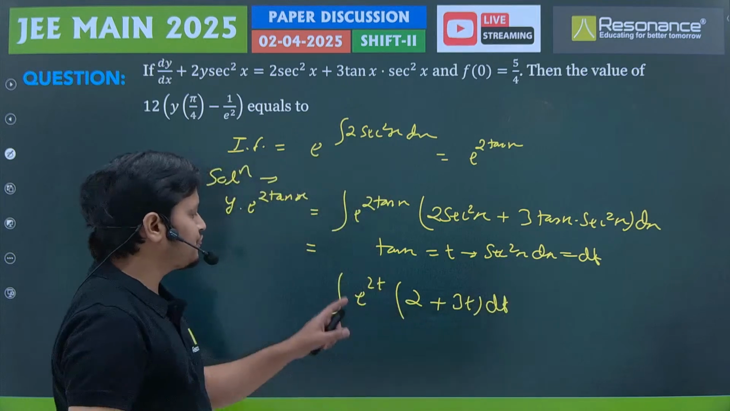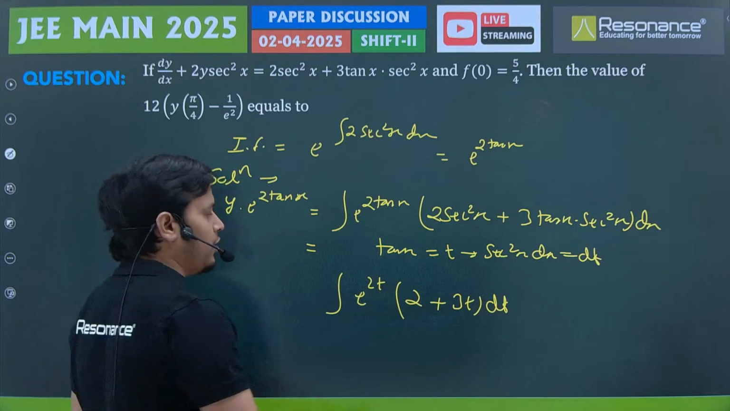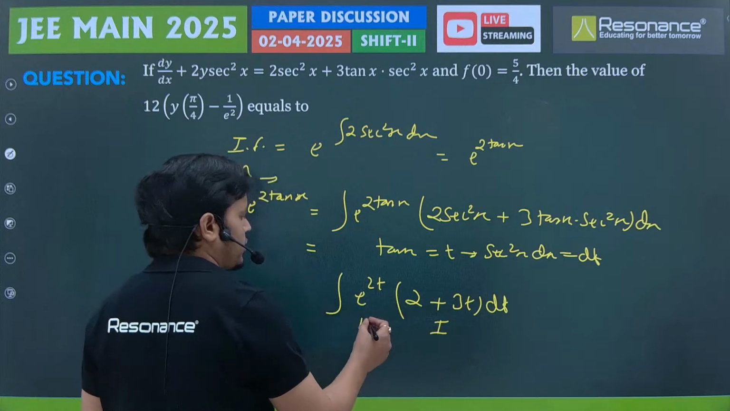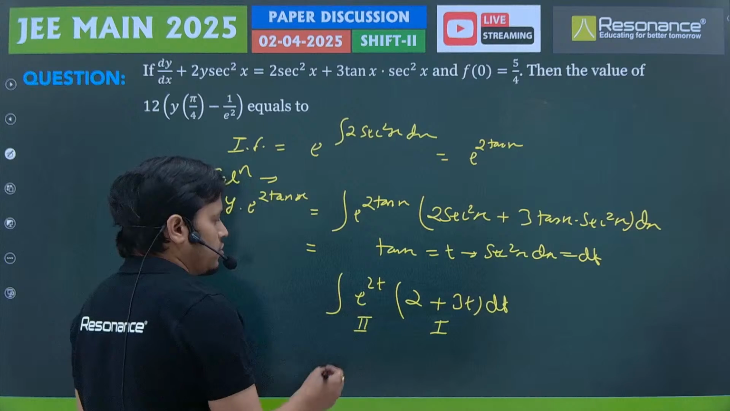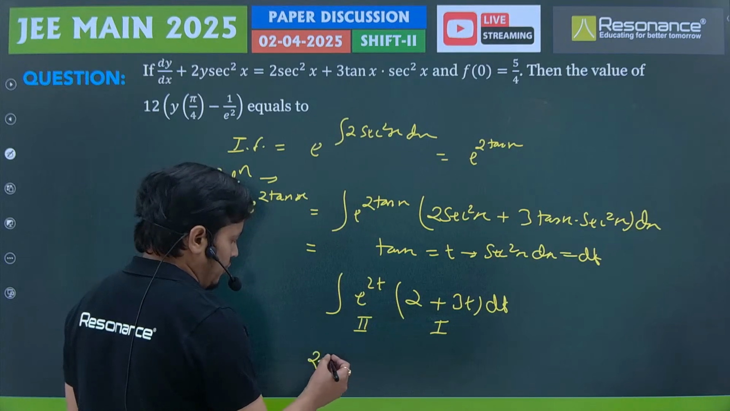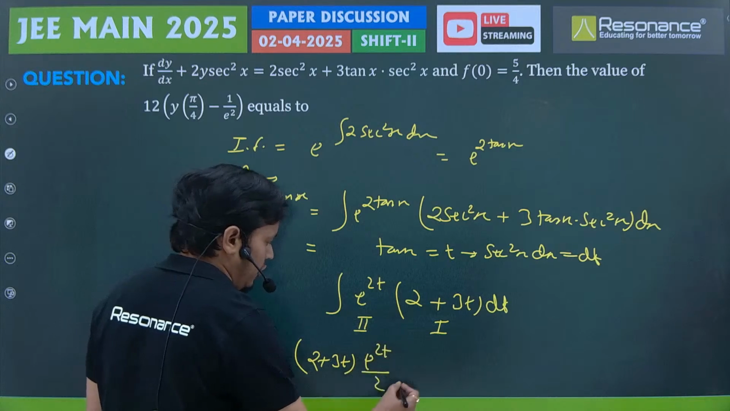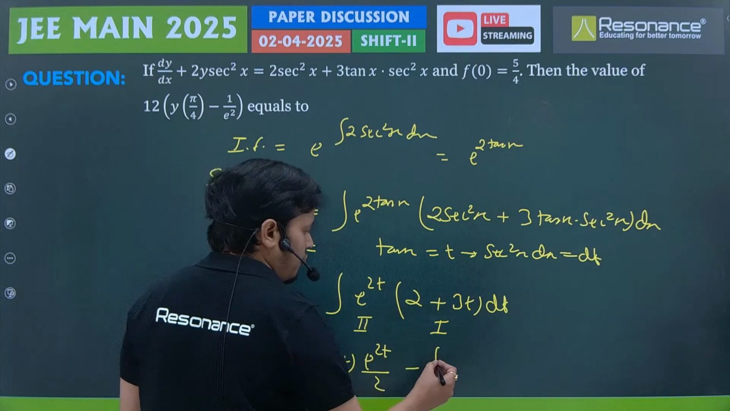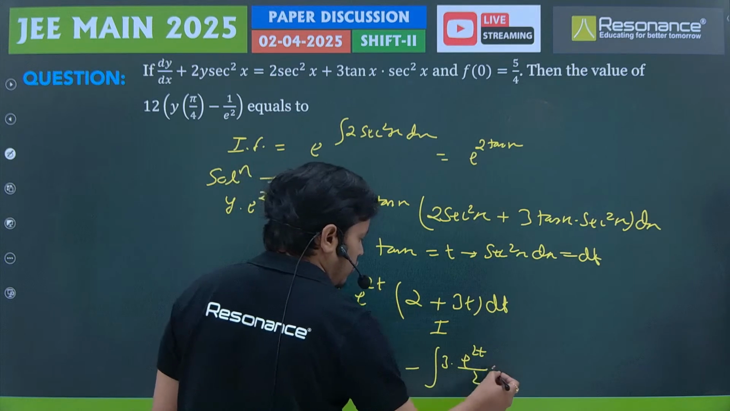Now this is exponential into polynomial, so we are going to use integration by parts. This is the first function, this is the second function, because in ILATE first A comes then E comes. So if we use first function (2 plus 3t) into integration of second, e power 2t by 2, minus differentiation of first, that is equal to 3 integration of second, e power 2t by 2 into dt.